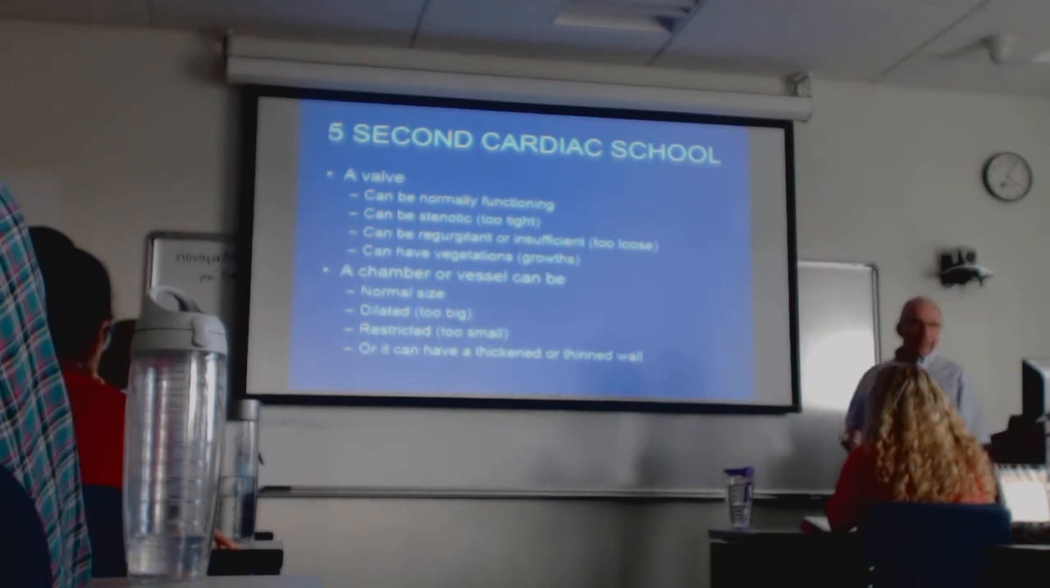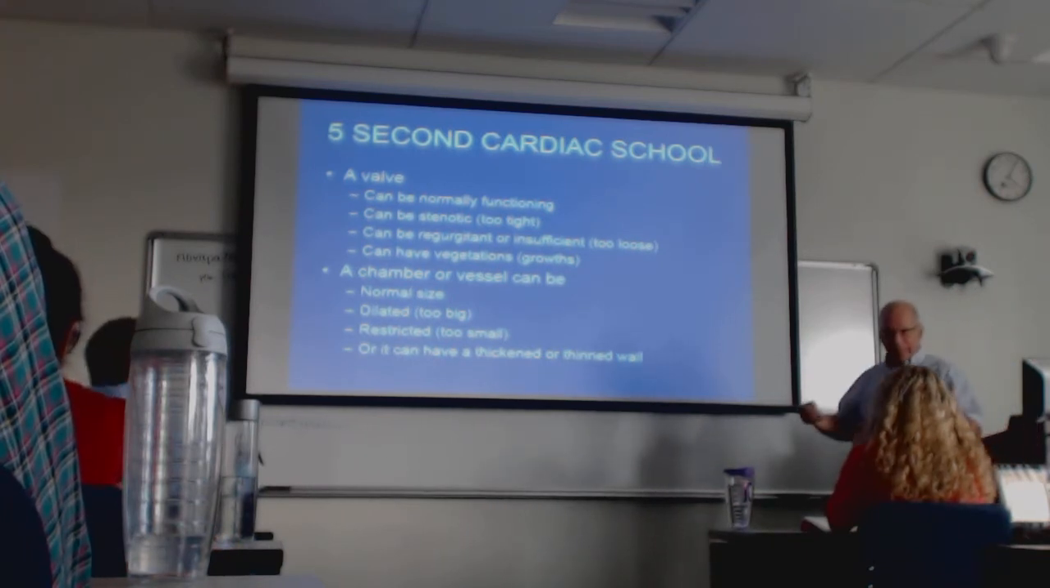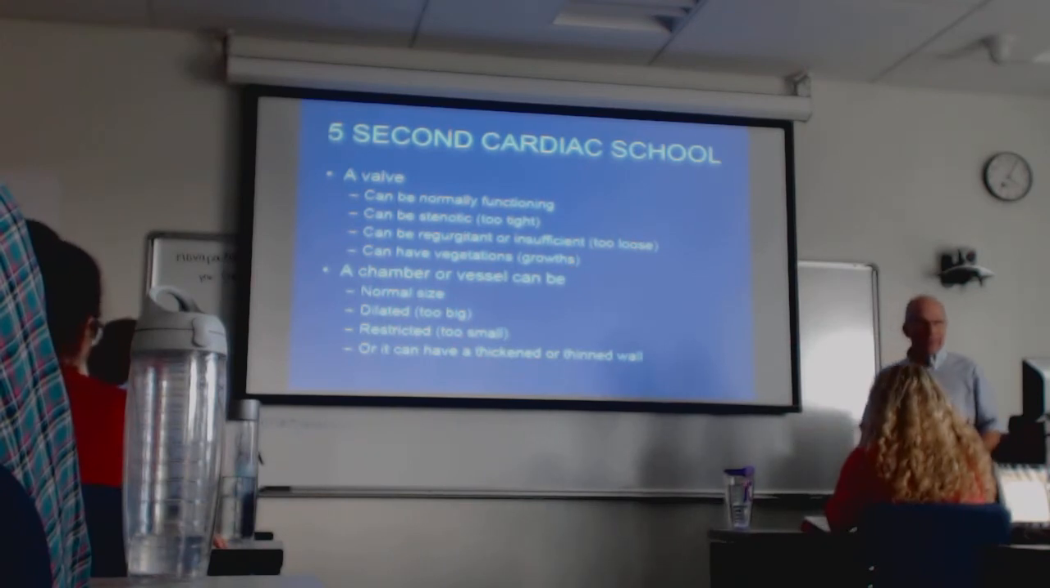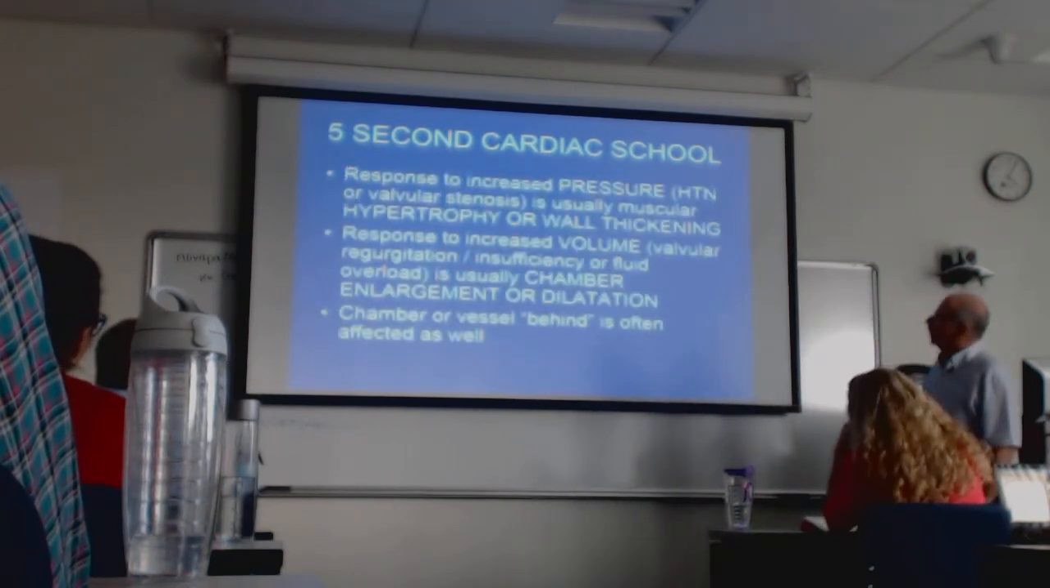The chambers, the right ventricle, the left ventricle, the right atrium, the left atrium, can be normal in size. It can be dilated because the muscle is baggy and not working. It can be restricted because the muscle is either diseased or too thick, or it could have a thickened or thin wall. So just a real quick one on that.